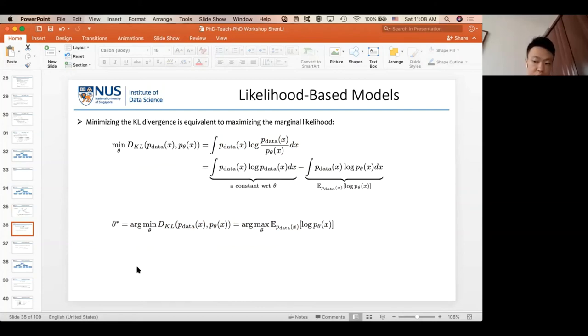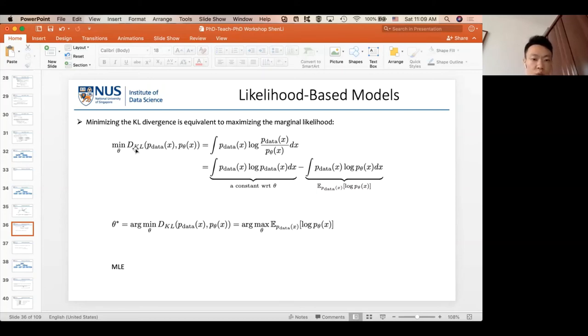Here we also have to understand another important equivalence: minimizing the KL divergence is actually equivalent to maximizing the marginal likelihood. We'll go through this simple proof to understand why we have the well-known MLE. In a statistics class, you are told that whenever you try to estimate some parameters given a bunch of observations, you perform MLE, but you have no idea why you do that. This equivalence will show you that you're actually minimizing the KL divergence between P data and P theta, and that leads you to the MLE.